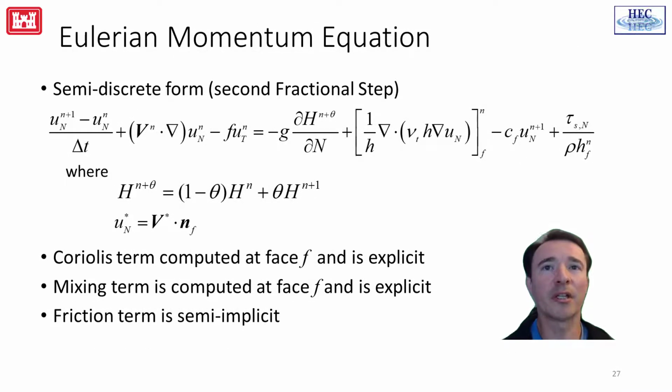The semi-discrete Eulerian momentum equation looks similar to the Eulerian Lagrangian equation. As before, the water surface gradient and friction are semi-implicit. However, the Coriolis term is treated explicitly. There's no fractional step method here. The mixing term is also explicit and Eulerian.